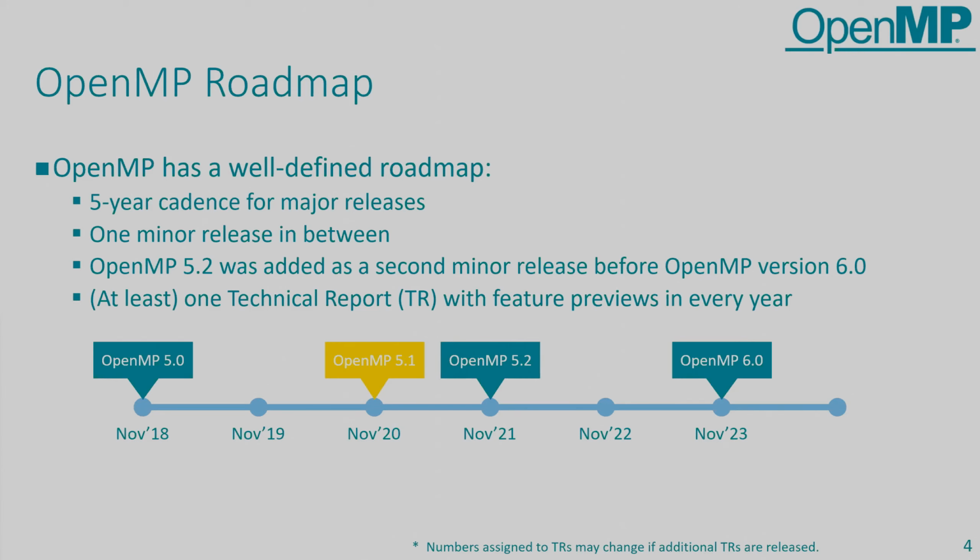In this 5-year cycle, we're actually adding a second minor release, and that will be OpenMP 5.2. I'll tell you more about that in a little while, but the intent is for that to be available in November of '21, so in fact, we'll be releasing it in time for SC21. The next major version will be OpenMP 6.0, and we'll also tell you more about what we're thinking about for 6.0 later in the talk.